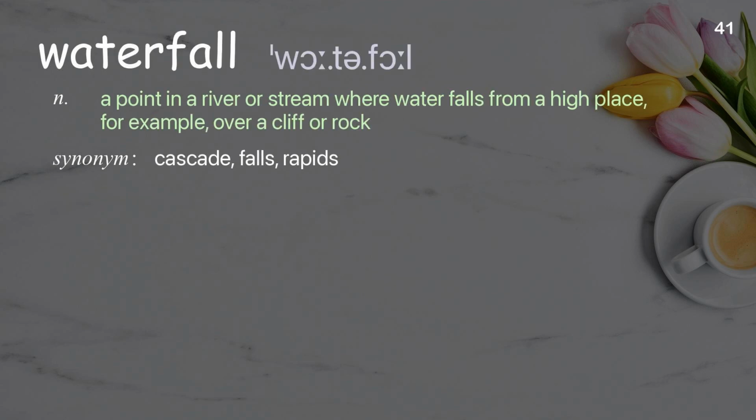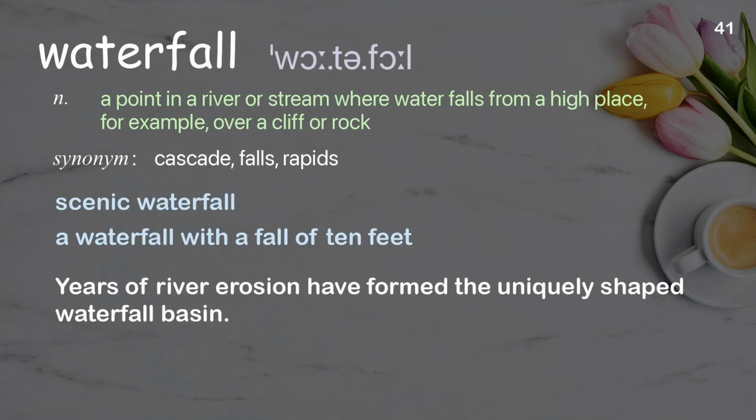Waterfall. A point in a river or stream where water falls from a high place, for example, over a cliff or rock. Examples: scenic waterfall. A waterfall with a fall of 10 feet. Years of river erosion have formed the uniquely shaped waterfall basin.